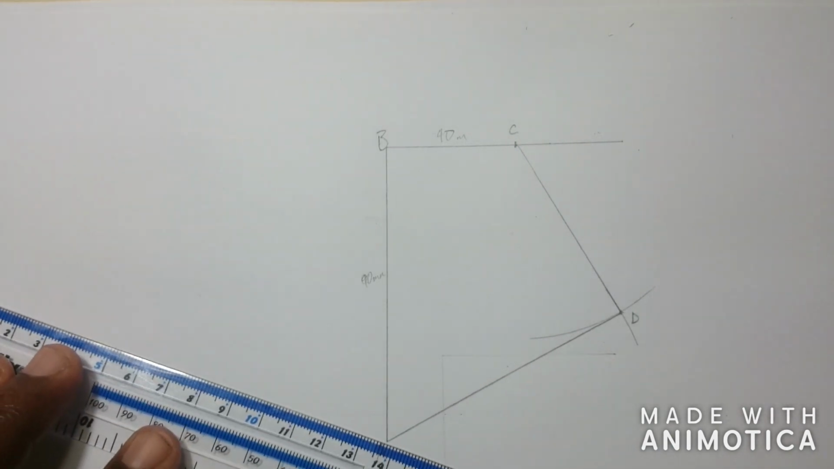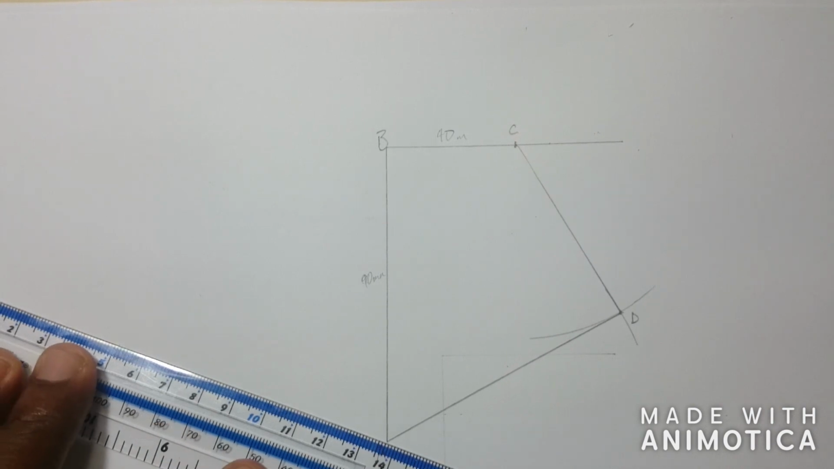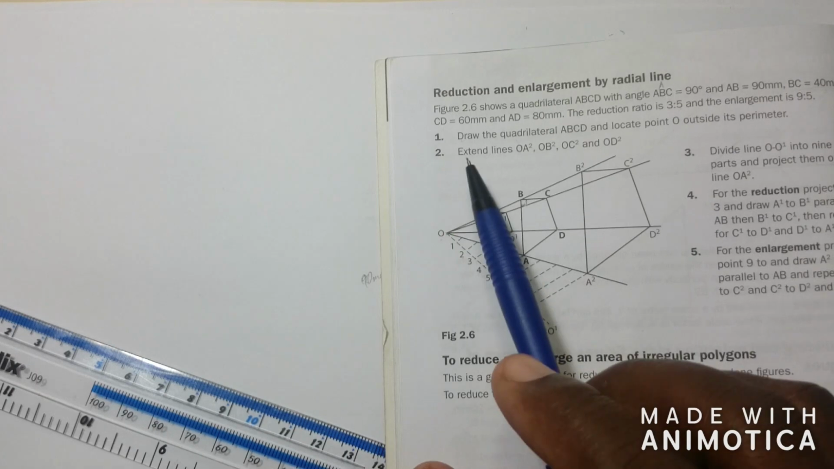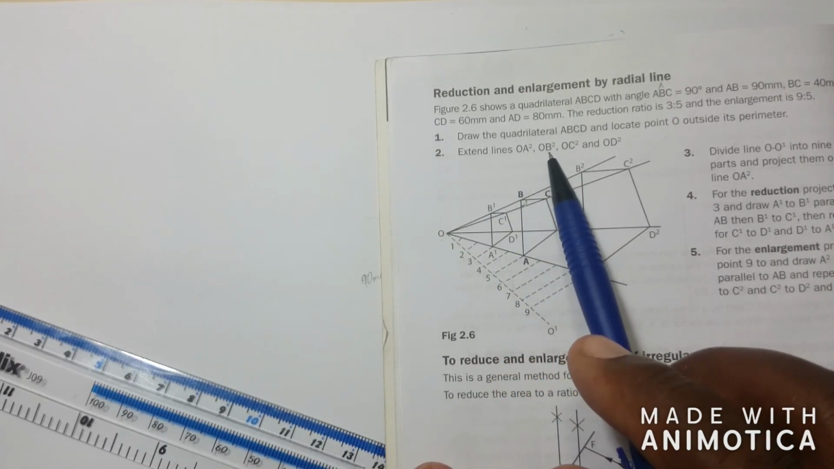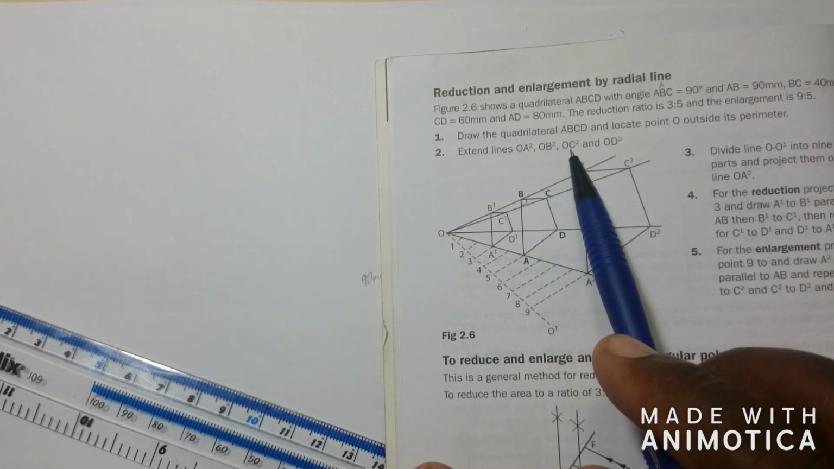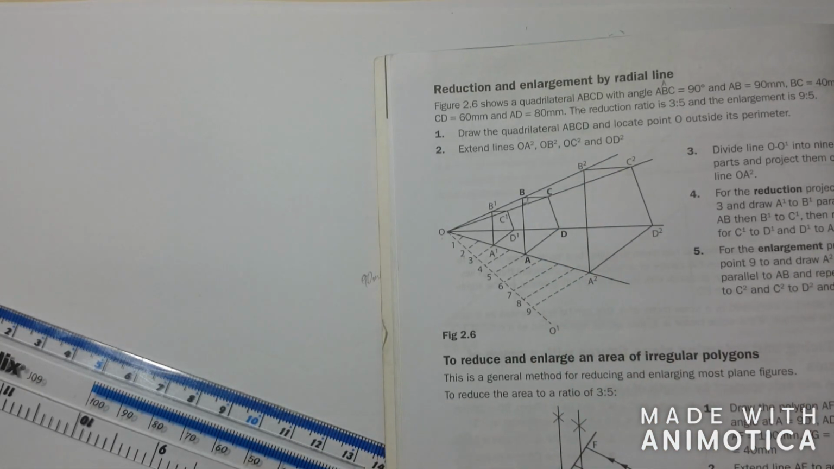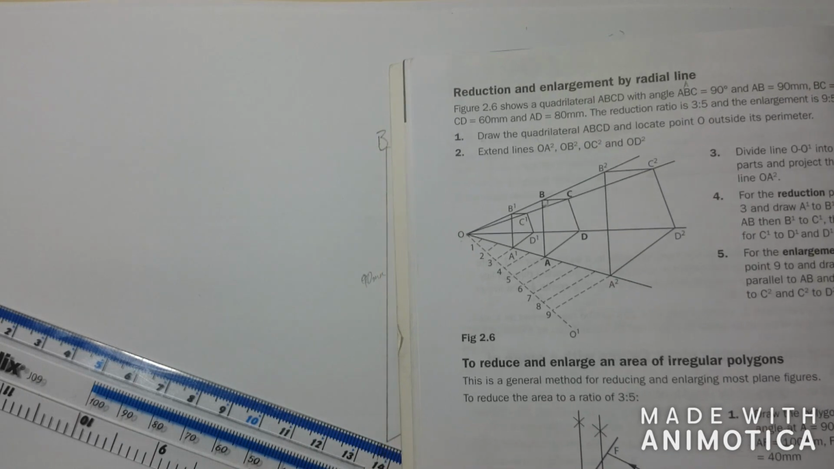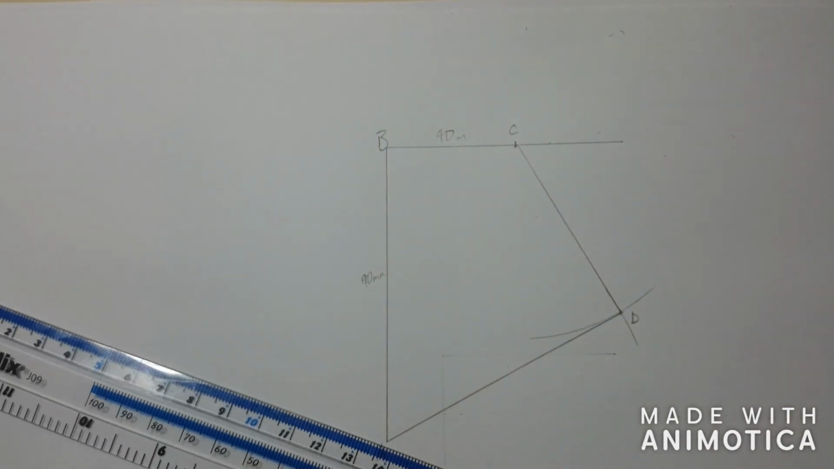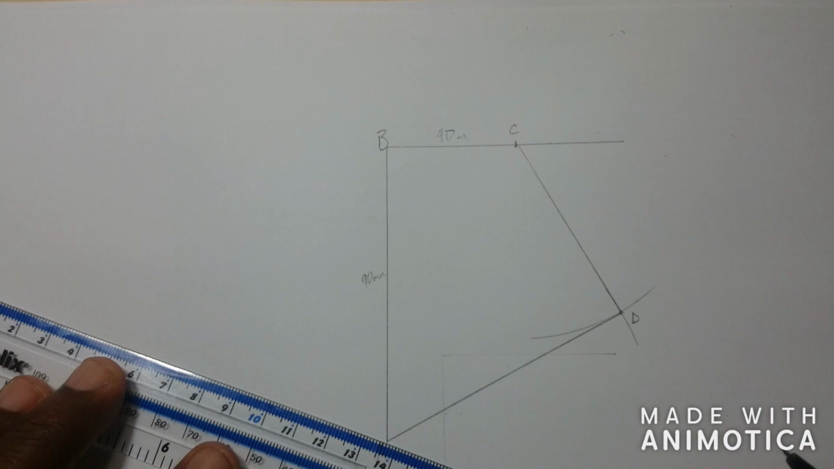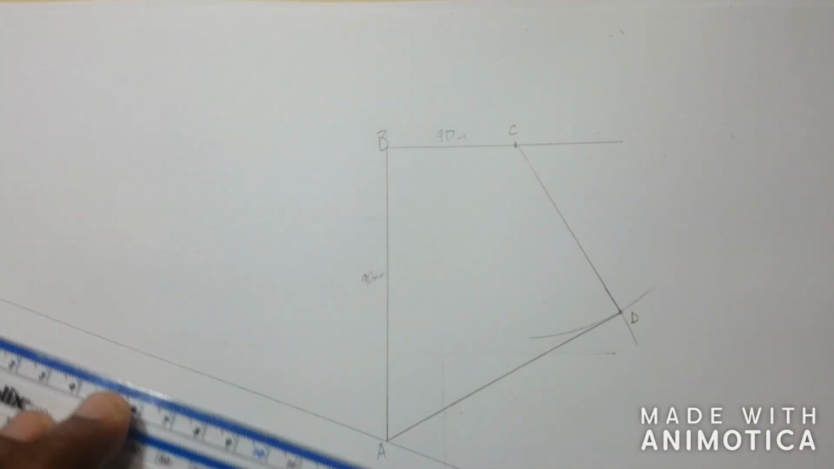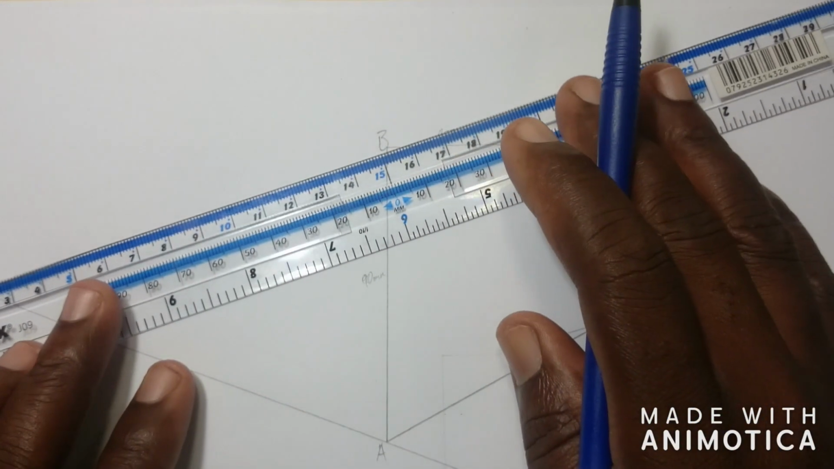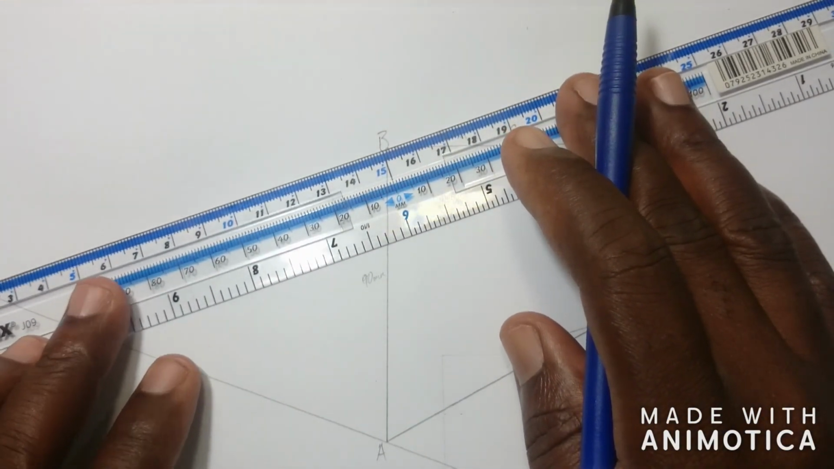So we're going to draw OA, and we're going to extend it right through, because if you look at the instructions, it says extend lines OA2, OB2, OC2, and OD2. We're going to extend all those lines so long. OA is going to come right down here. OB is going to go right up there.